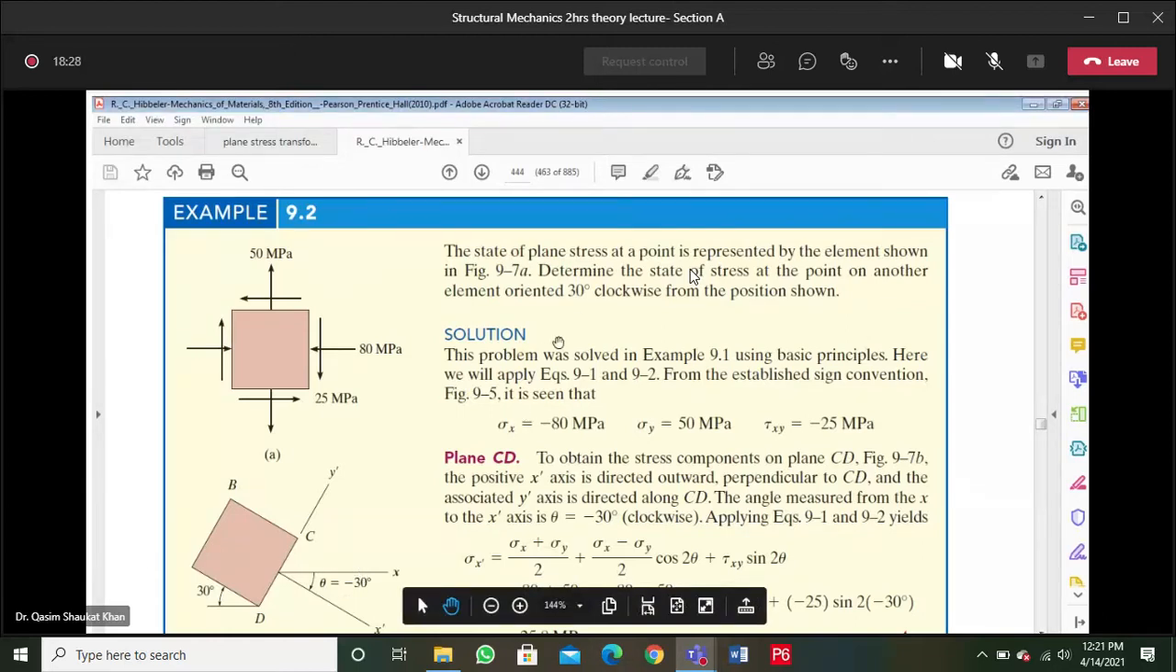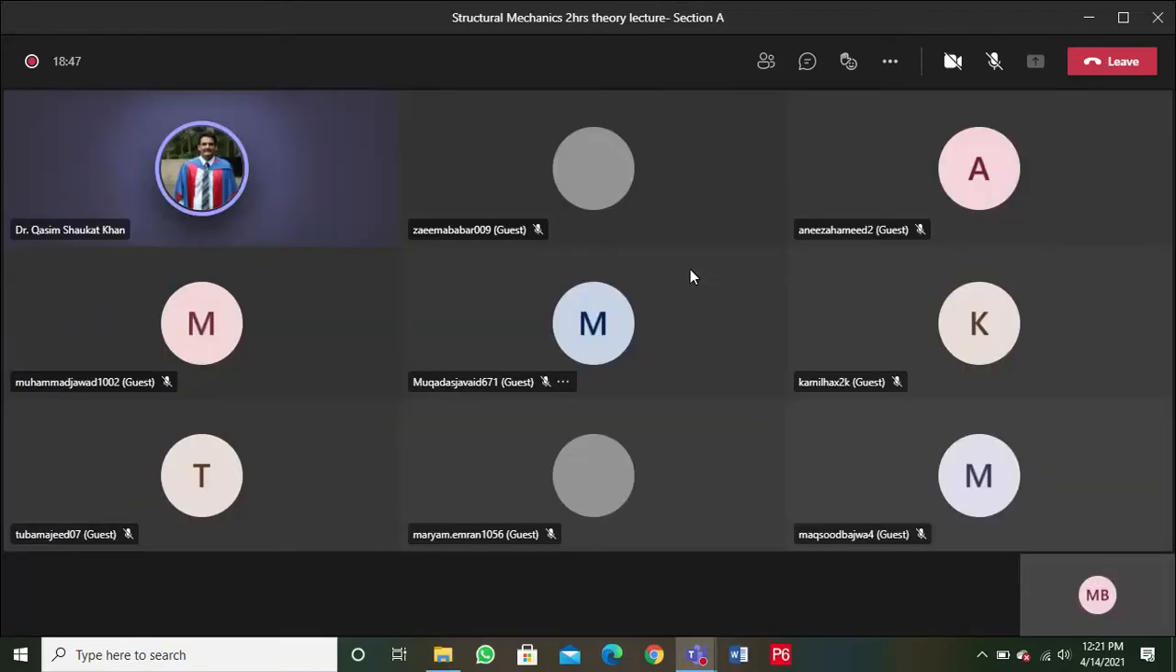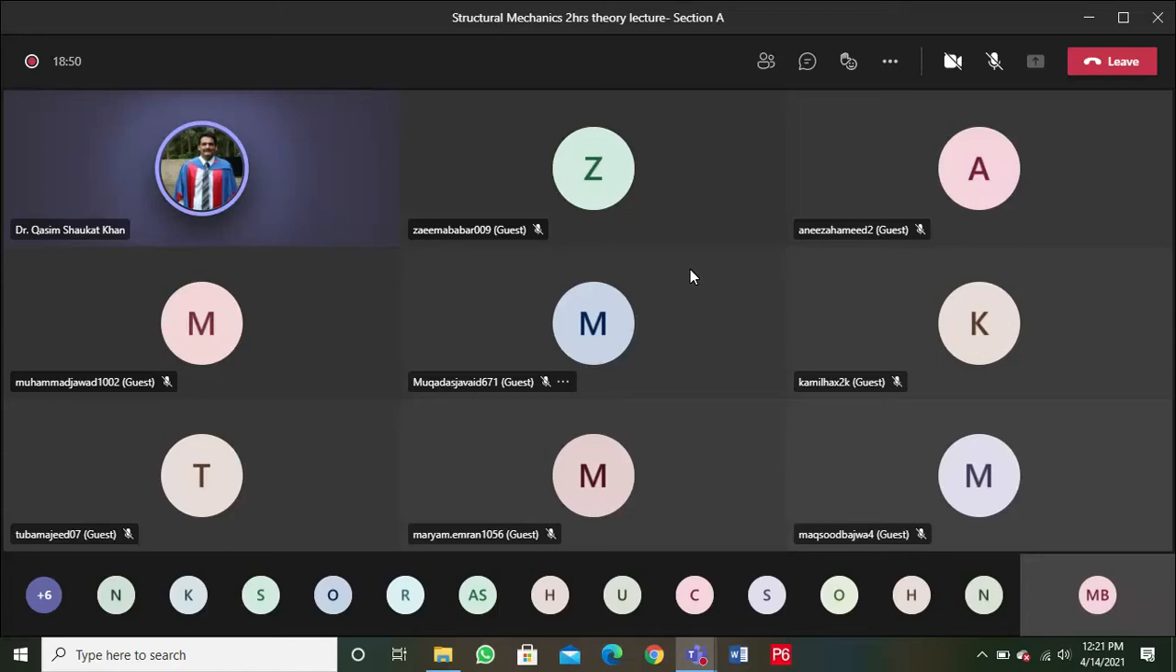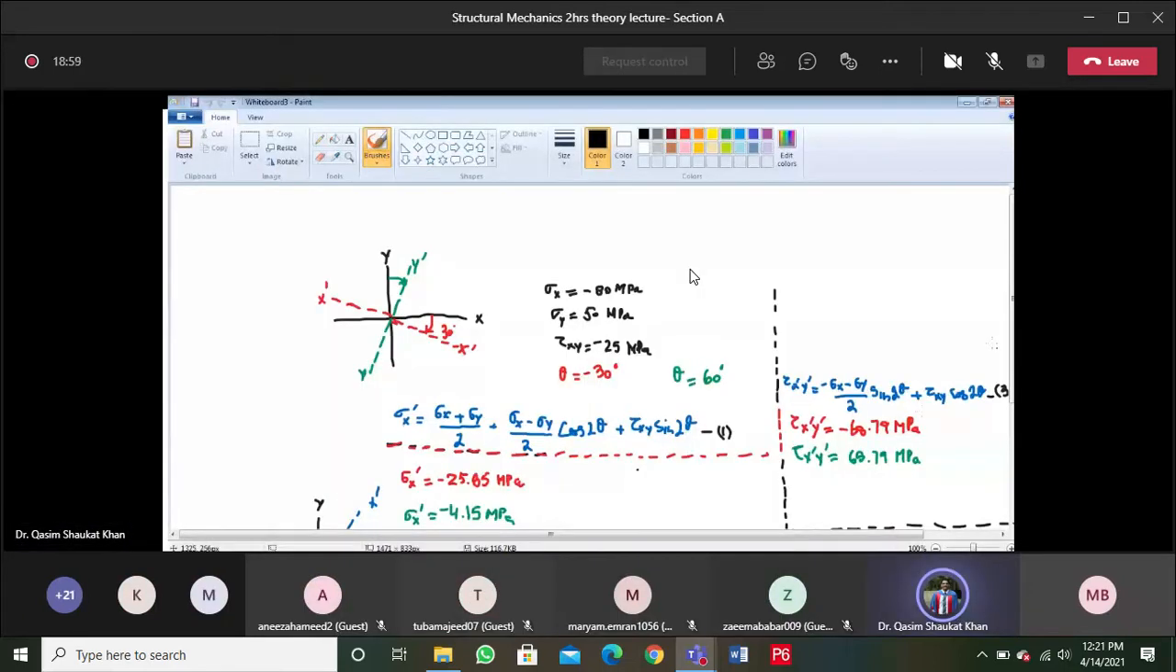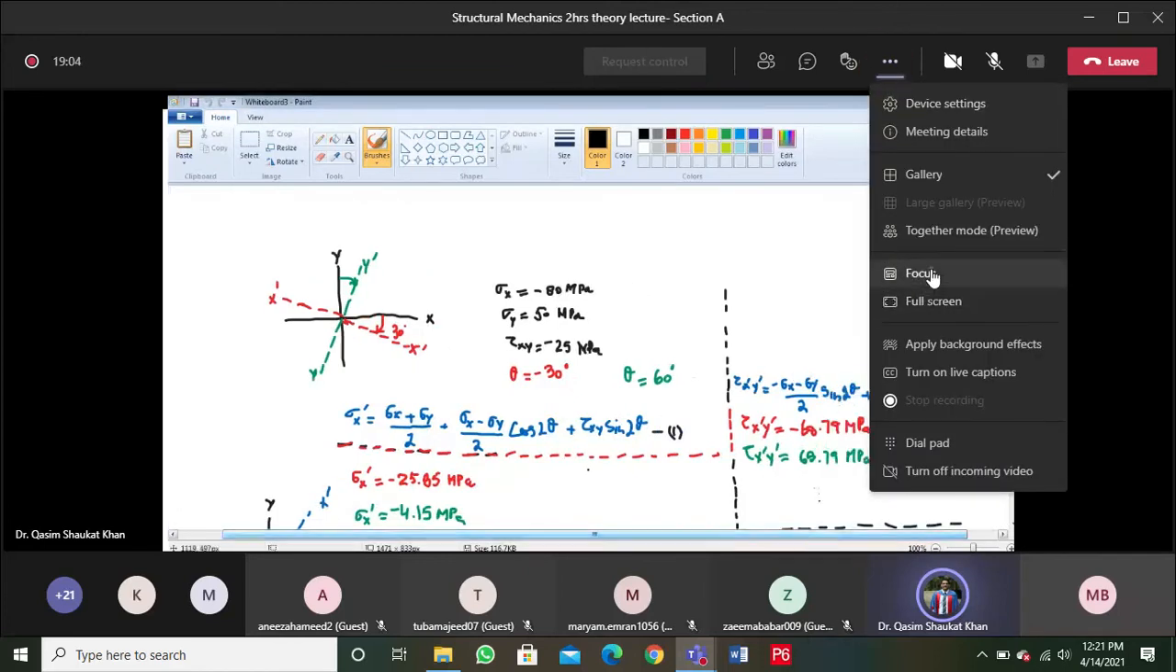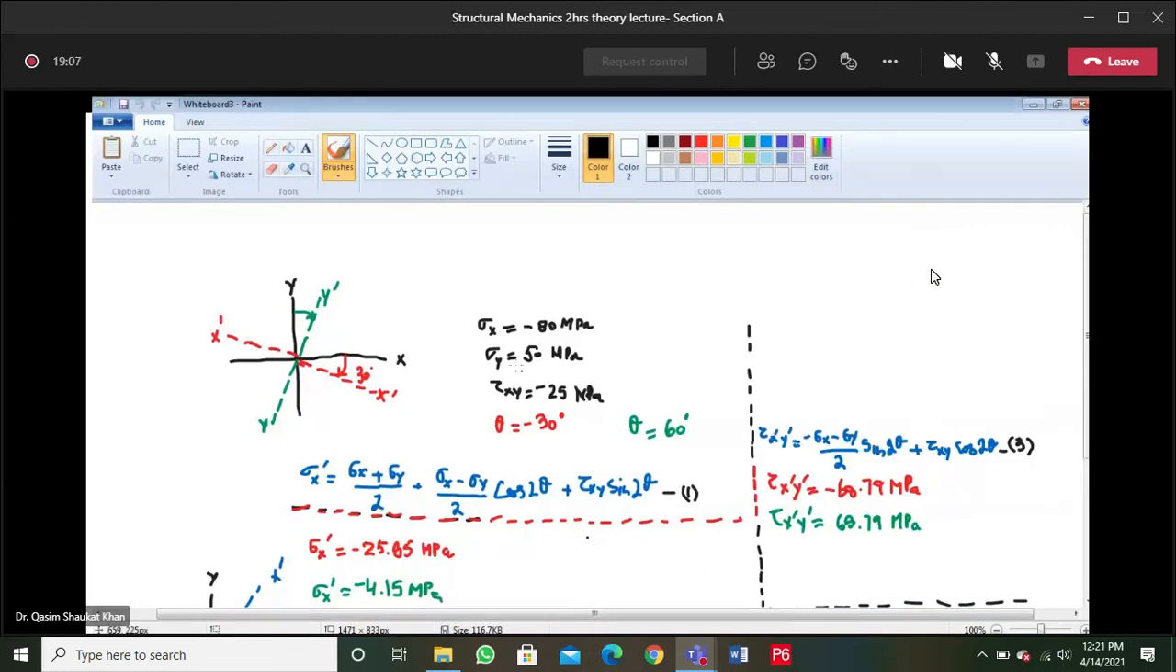Is the question statement clear? Yes, sir. Okay. Now let's start with the solution. So can you see these figures? Yes.